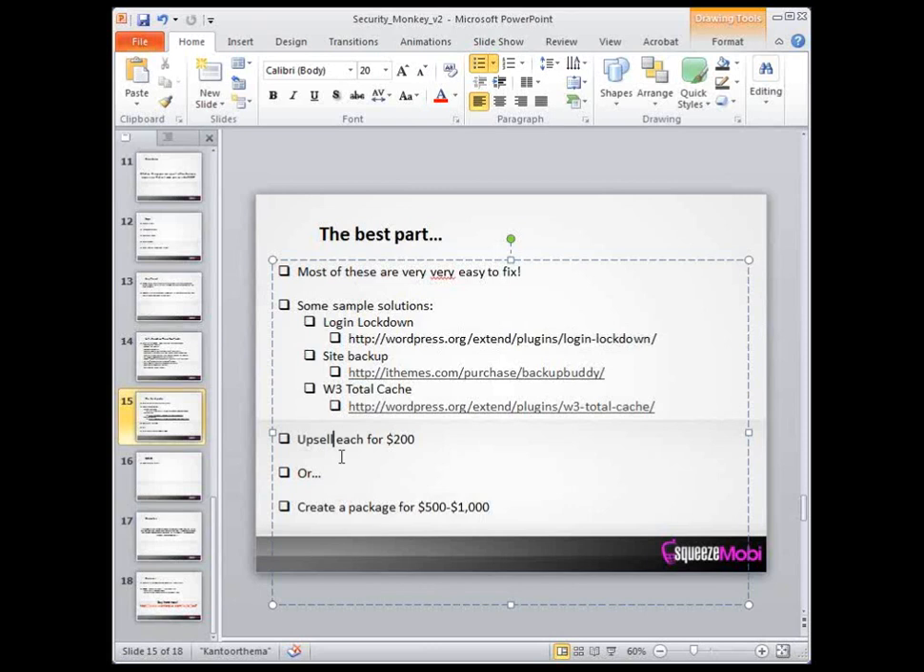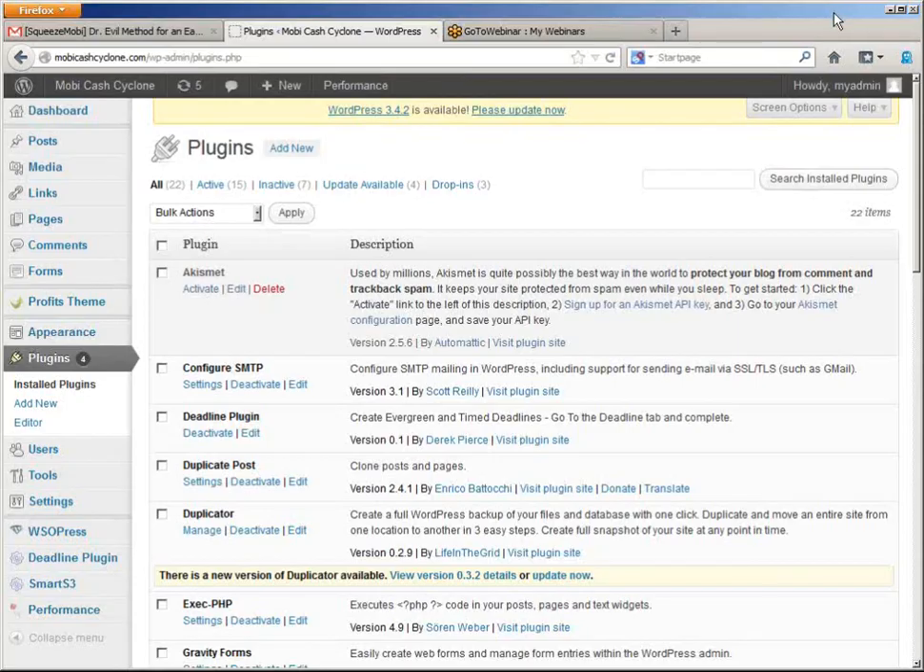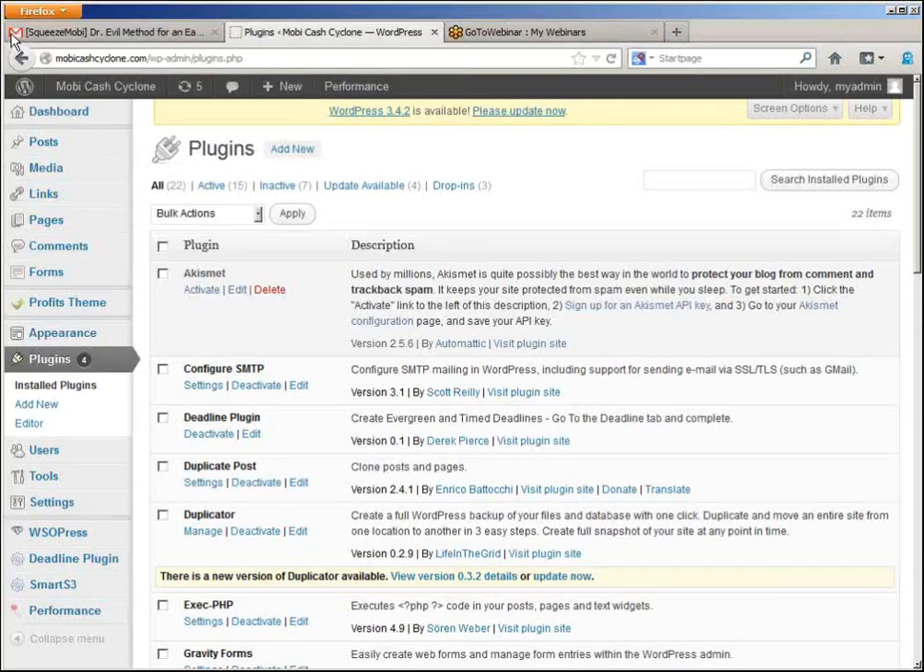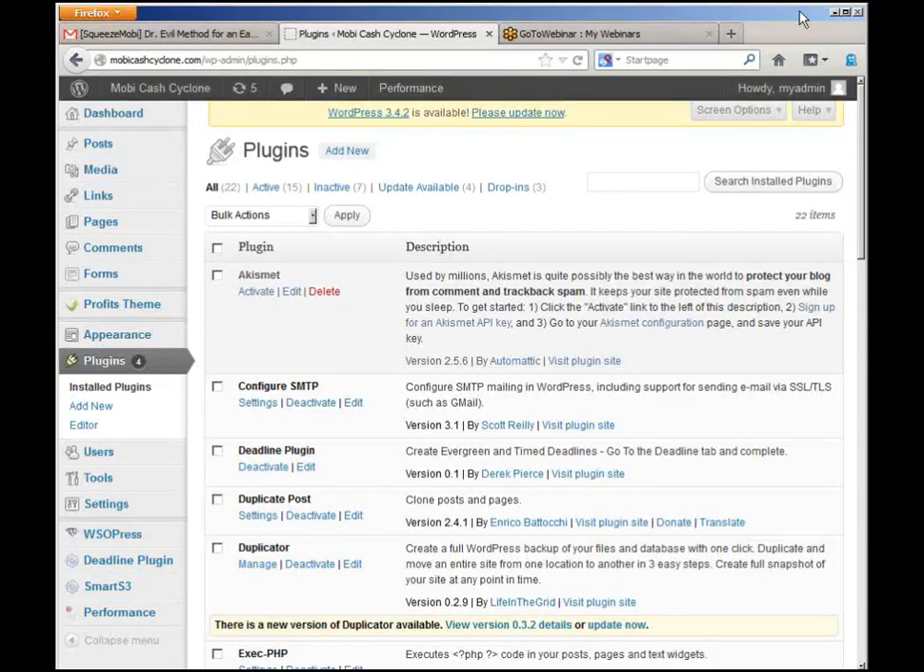All right, let me switch my screen. Okay. Now, there is this plugin that's very, very interesting. And the name of this plugin is called Security Monkey. Let me just resize my screen real quick. All right, great.